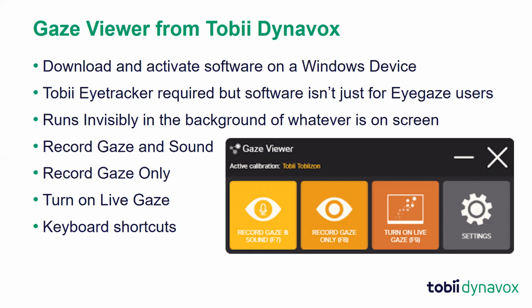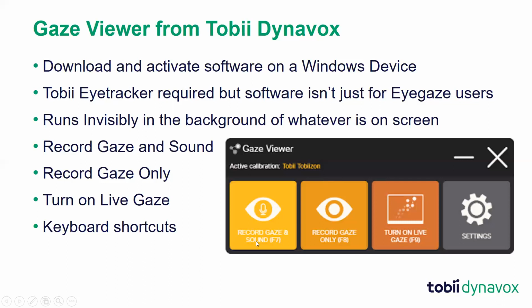As you saw there, the software can run invisibly in the background, and it will record behind or over whatever is on the screen. And we'll talk a bit more about that further into the presentation, but that's a really important point. As you saw, when you open the software, this is what it looks like. You have this panel with 4 options on it, essentially.